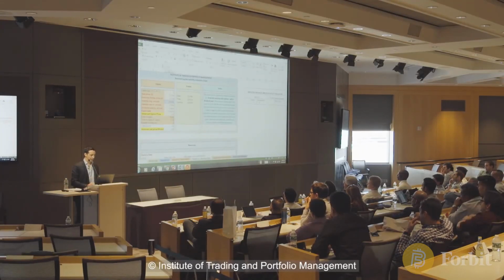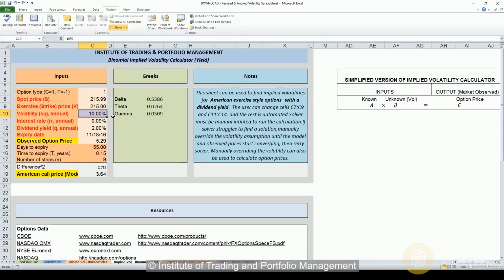So for example, let's manually change the volatility from 10% to 12%. And watch this cell here, the model option price. So it increased. It's gone up to 4.33. It started converging to the observed option price.